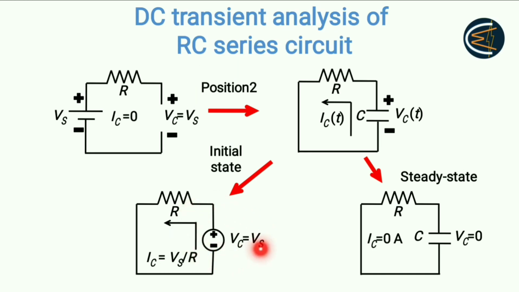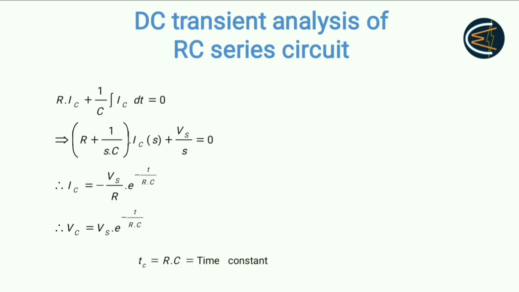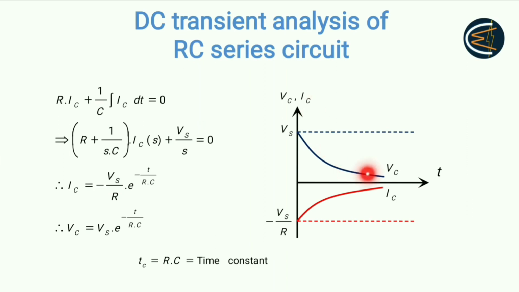At the steady state, this voltage across the capacitor will drive this current, and gradually it will discharge through this resistance, and finally the current will be 0, and also the voltage across the capacitor will be 0. Now let's see the mathematical explanation behind this. If you apply KVL, you will get this expression. After performing the Laplace transform and inverse Laplace, you will get the expressions of capacitive current and voltage across the capacitor. If you try to plot this, you will get this kind of graph.